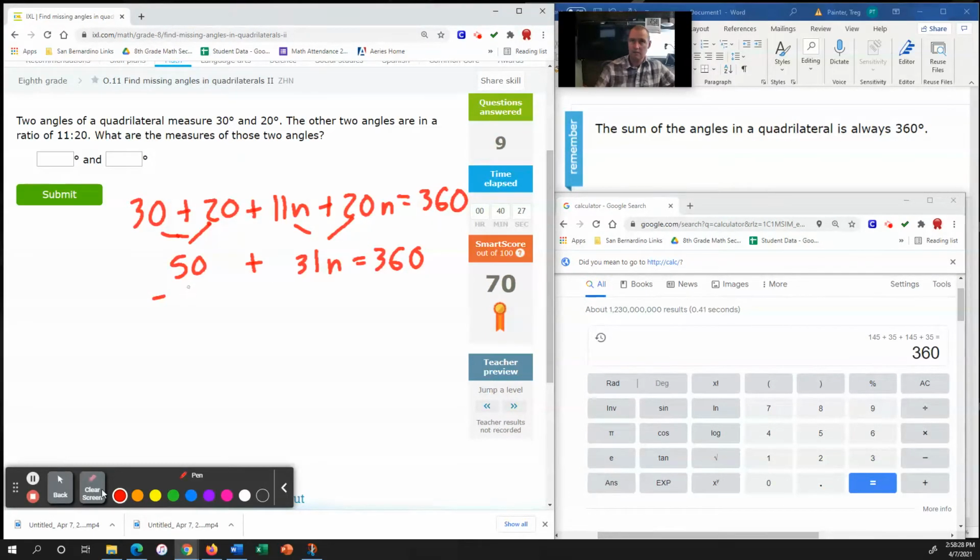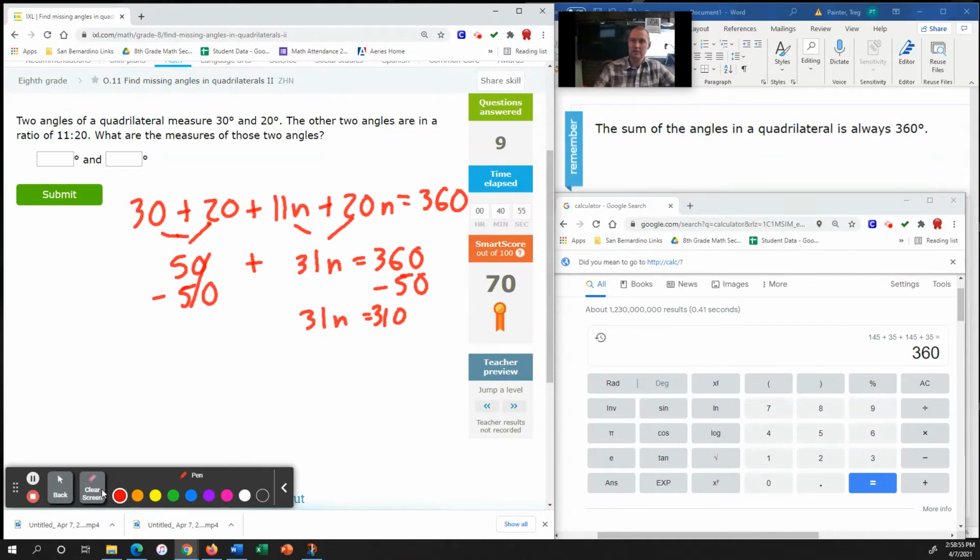Let's subtract 50 from both sides, minus 50, because we're trying to isolate n by itself. And 50 minus 50 cancels out. So we got 31n equals 360 minus 50, which is 310. I got the 60 minus 50 to 10, then the 3 gets carried down.